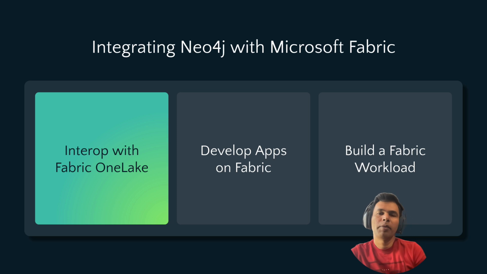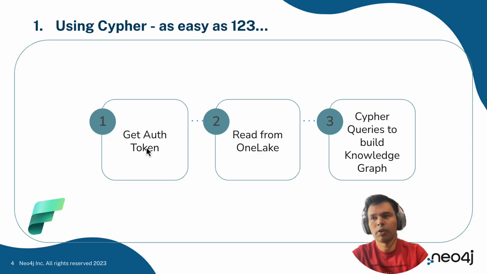So Neo4j, in collaboration with Fabric, extends its capabilities through Fabric's Interop model. Fabric offers a range of APIs, connectors, and other tools enabling ISVs like Neo4j to seamlessly integrate with Fabric's OneLake ecosystem. The first step in the process is obtaining the authorization token.